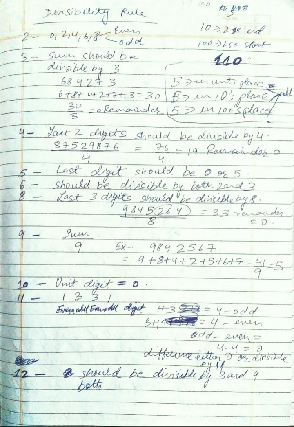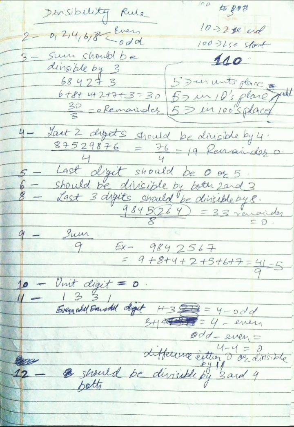Now let's look at the divisibility rule by 5. In case of 5, the last digit should be 0 or 5. If there is a number and the last digit is 0 or 5, then it will be divisible by 5.